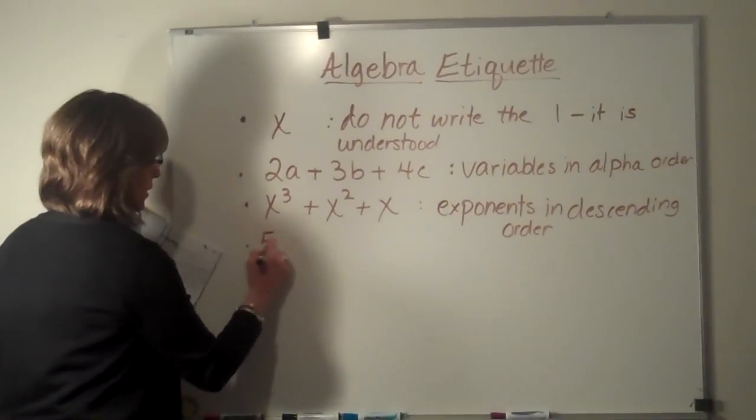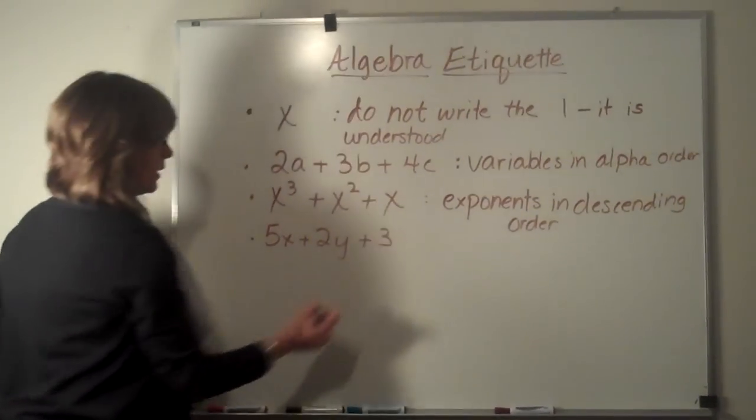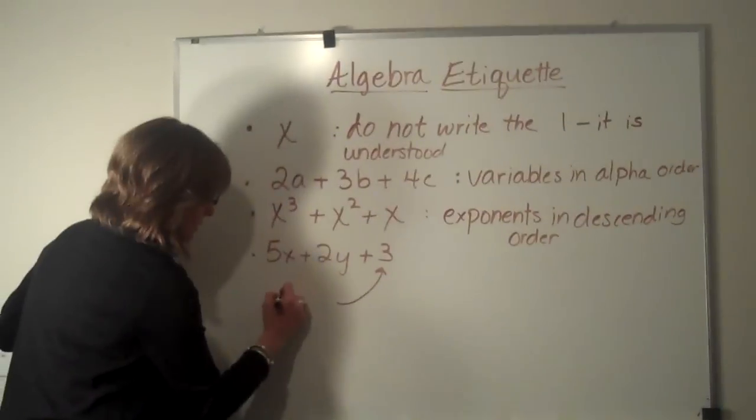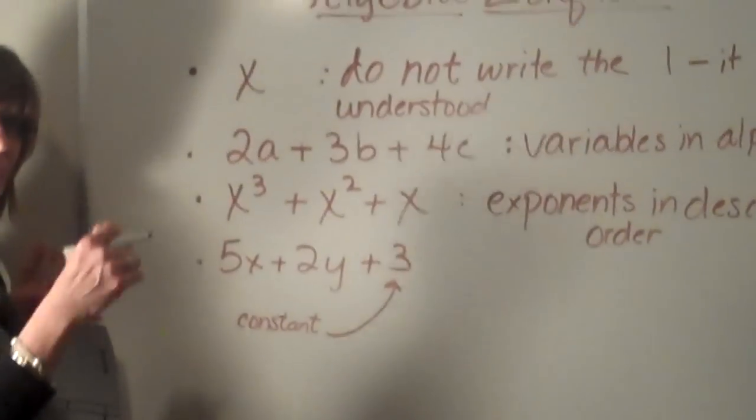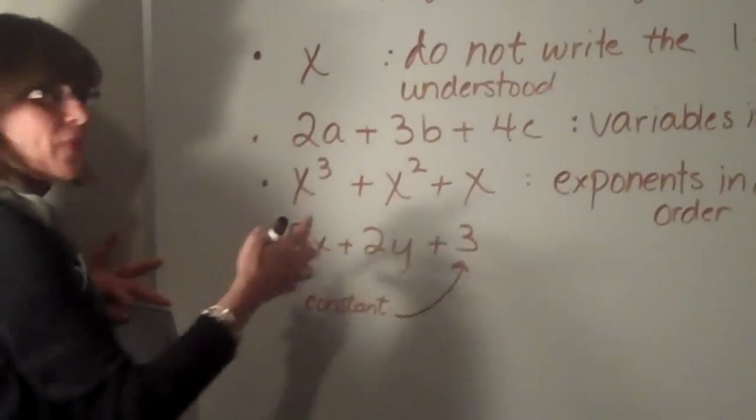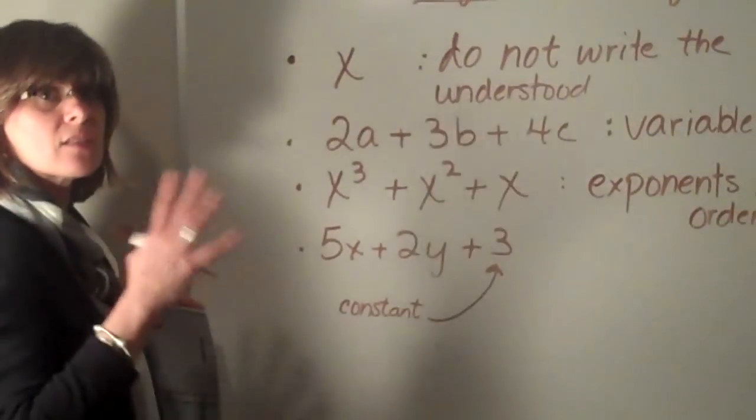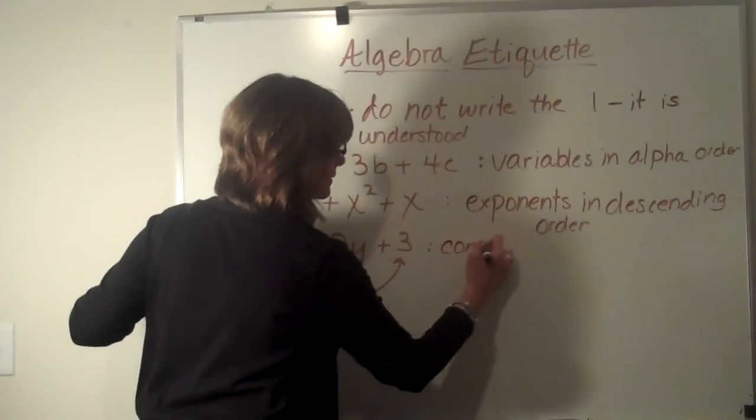Then, when you write an expression like this, the number here is called the constant. Because it's all by itself, it has no variable, it remains constant. Whatever you see is what you get. In this one, you don't know what that really equals because you don't know what the y equals. But this one, you know it's 3. It's going to remain constant. And constants always go last.